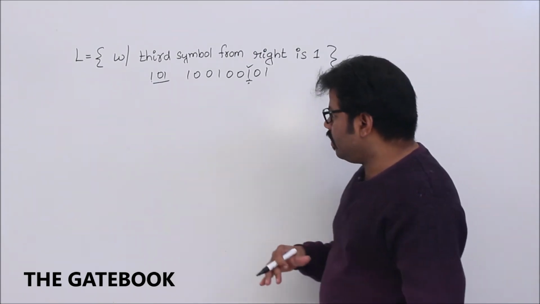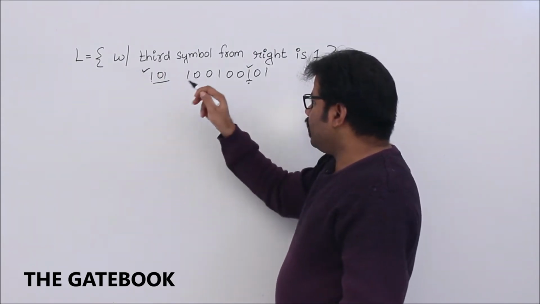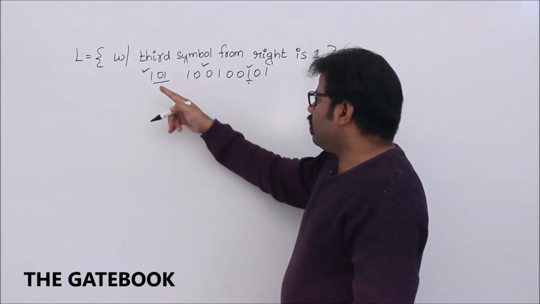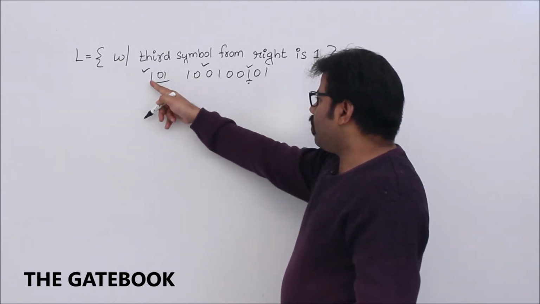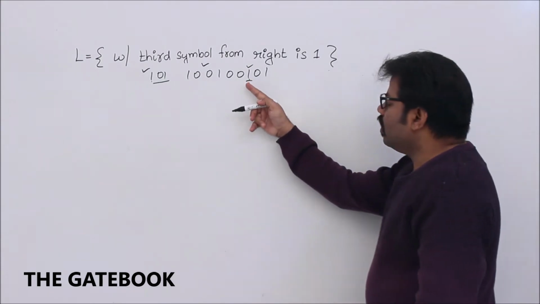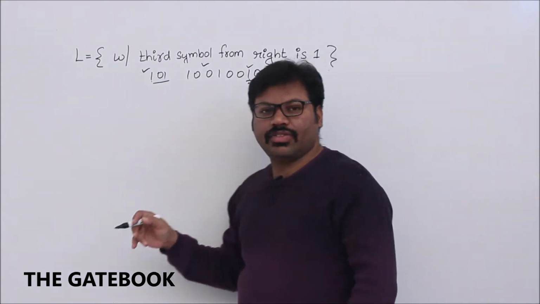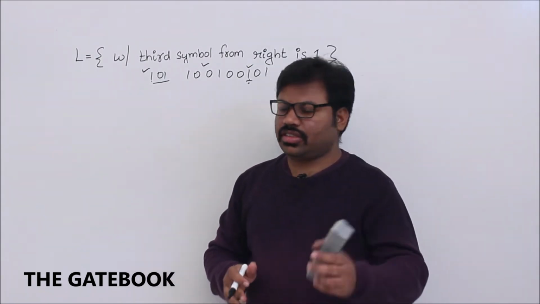Now we'll learn it. The strings which satisfy the condition are these two. You see, 101: the third symbol from the right is 1, the third symbol from the right is 1. So we have to design our machine in such a way that it accepts all such strings.